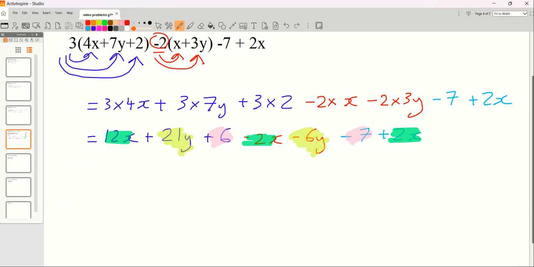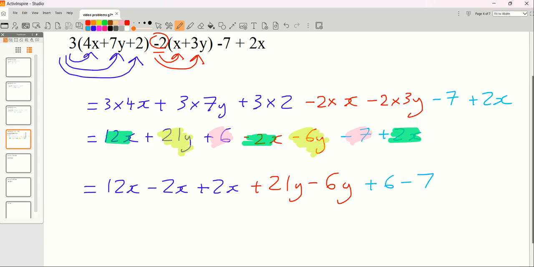I'm also going to write it in a way where I arrange it so that the like terms are next to each other. So first I'm going to write 12x. This is a 21y, this is a 6, don't count. Minus 2x, it uses x, so it's like. Plus 2x, once again, uses x, so it's a like term. Next up, I'm going to write my y's. We have plus 21y and minus 6y. These are all variables in terms of y, so they are like terms. And then for the last part, I am going to write plus 6 minus 7. These are my constants. They are like terms.